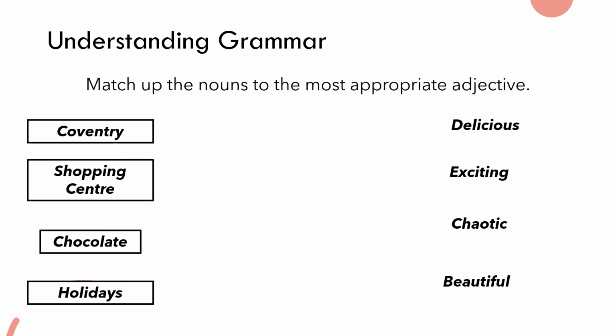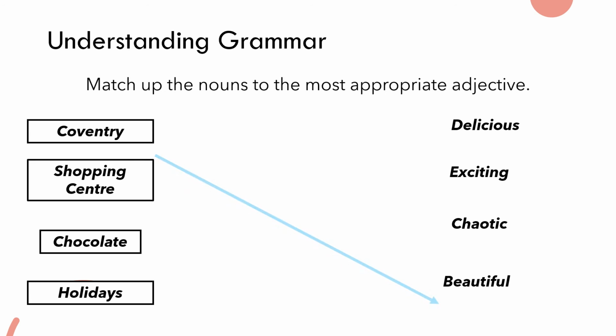To show that we understand how to use adjectives, what we're going to do now is have a look at 4 different nouns on the left hand side. So these are the nouns we're going to look at. We've got Coventry, we've got a shopping centre, we've got chocolate and holidays. So what we're going to do is think about these nouns and then think about the adjectives we can use to describe them. So I'll do the first one. If you'd like to pause the video and have a go at this yourself, then you're more than welcome to do so.